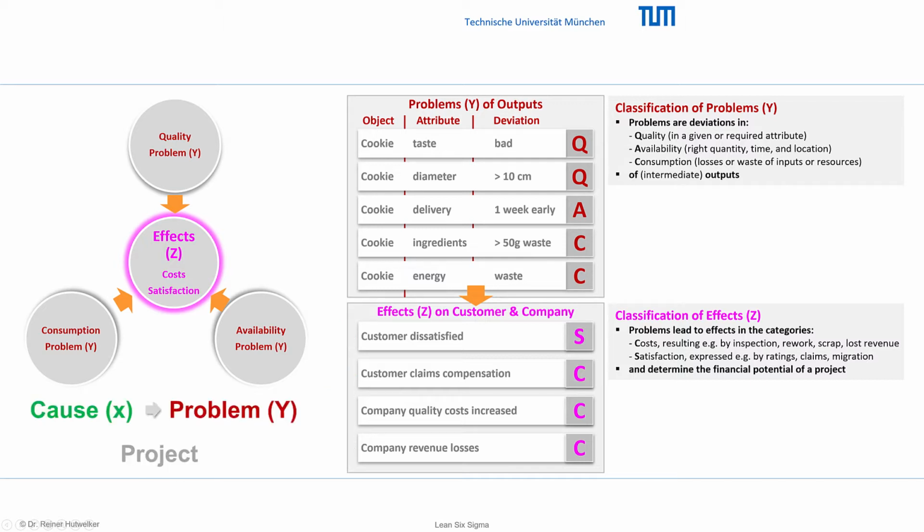In a Six Sigma project, it is necessary to focus on the deviating attributes of outputs, Y, and their influences in the process, X, because only this way we get direct measurements and can analyze relationships. We solve problems to reduce costs, not vice versa.